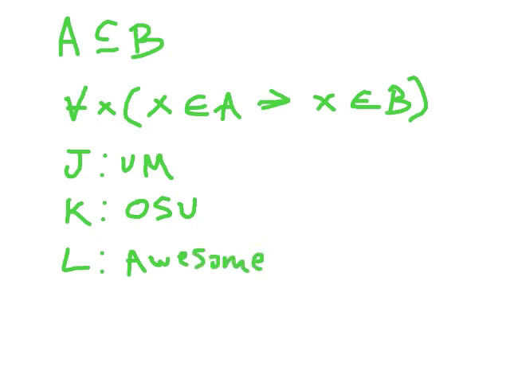Now in this case, we can conclude that J is a subset of L because everyone knows that without exception, all students who attend the University of Michigan are awesome. So J is a subset of L. And that's our notation for subsets, if we haven't covered that already. And now, we can also conclude that K is not a subset of L because there is obviously at least one student who has attended the Ohio State University who is not awesome. So our notation for that is very similar, except there's a slash.